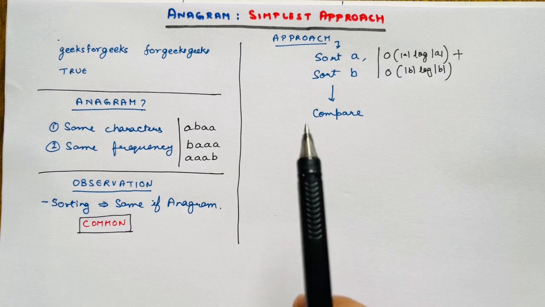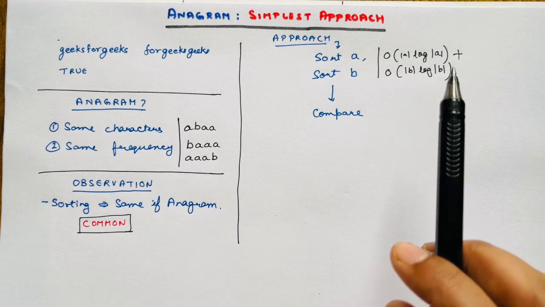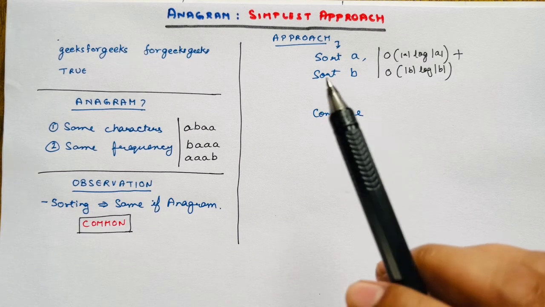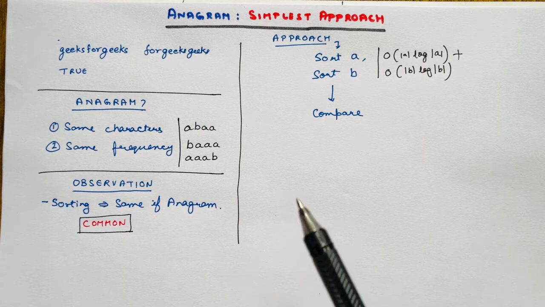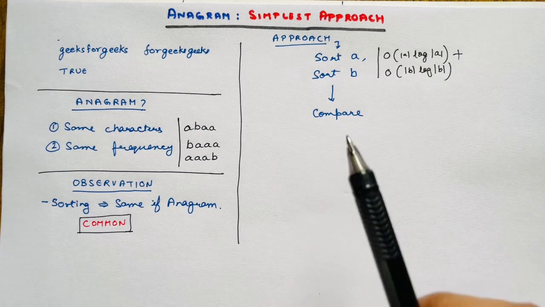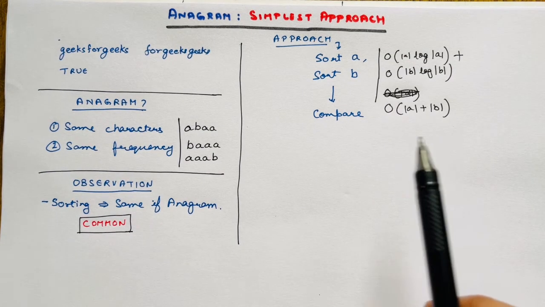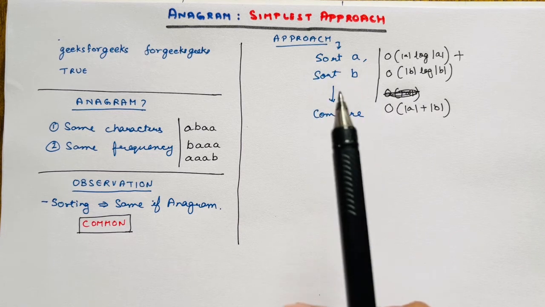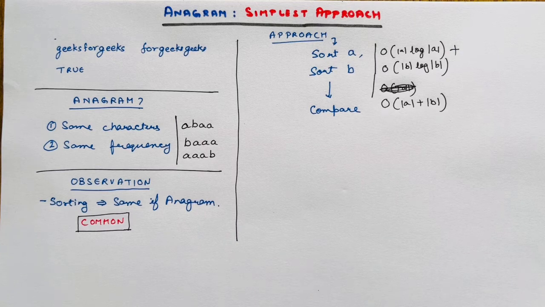Now what will be the time complexity of this? Time complexity will be big O of mod A log mod A plus big O of mod B log mod B. Why? Because sorting takes big O of n log n time. Similarly, what will be the space complexity? Space complexity will be big O of mod A plus big O of mod B. Why this? Because we are storing the two sorted strings in some variable, which will take this much space. But is this efficient?